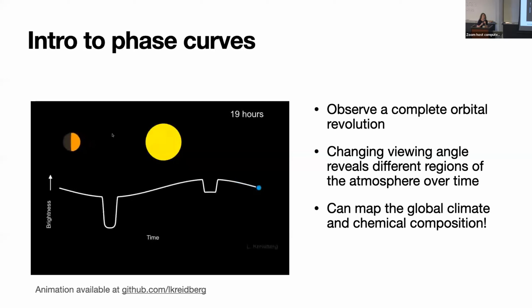And so phase curves are really powerful observations, because the changing viewing angle reveals different parts of the planet over time. So you can map out the climate and the chemical composition of the atmosphere as a function of longitude.